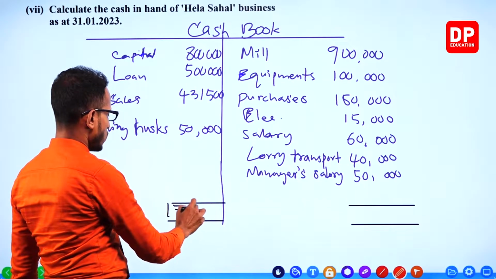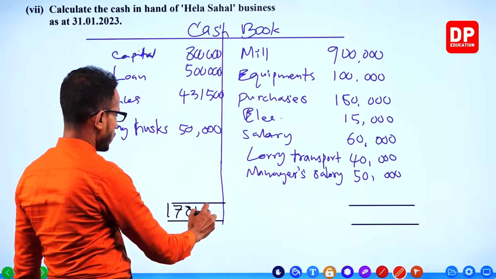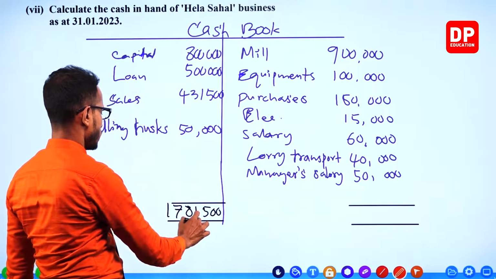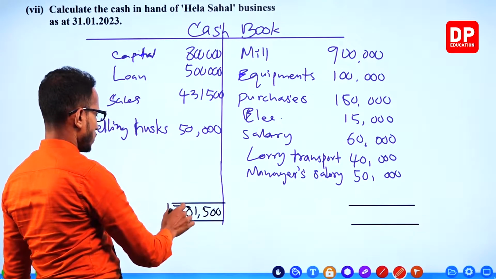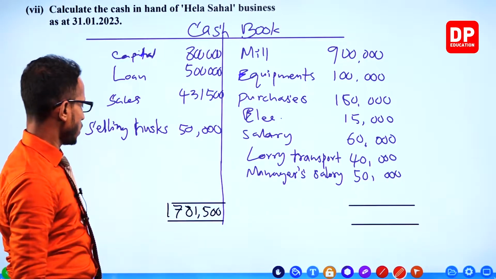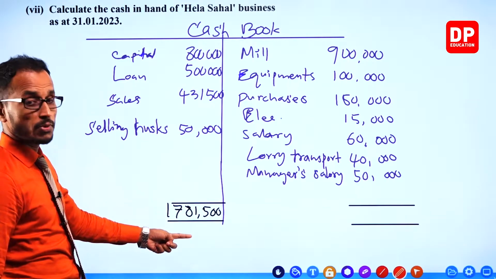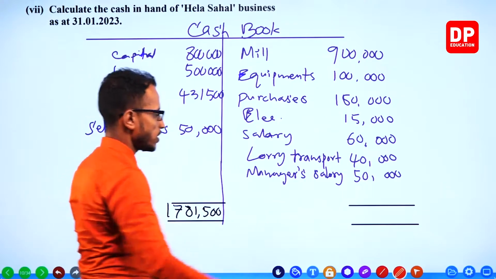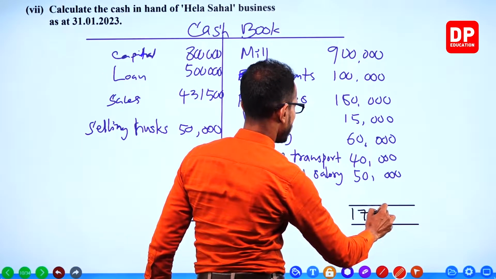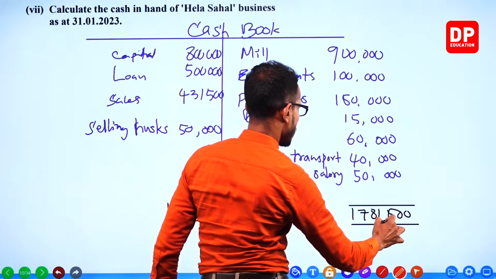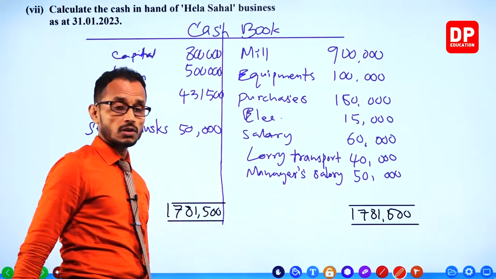17 lakhs 81,500. That is, I think, the total. 17 lakhs, that means 1.7 million, 81,500. That is your total.